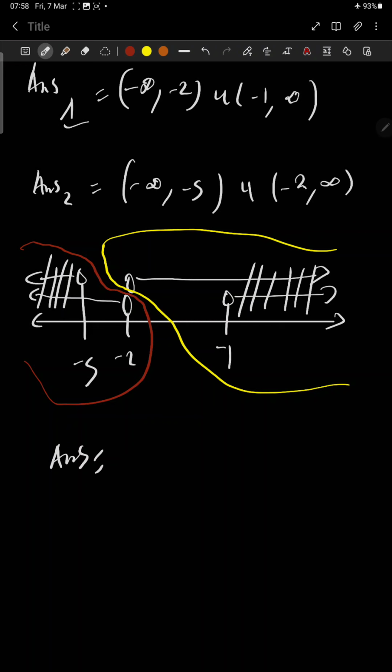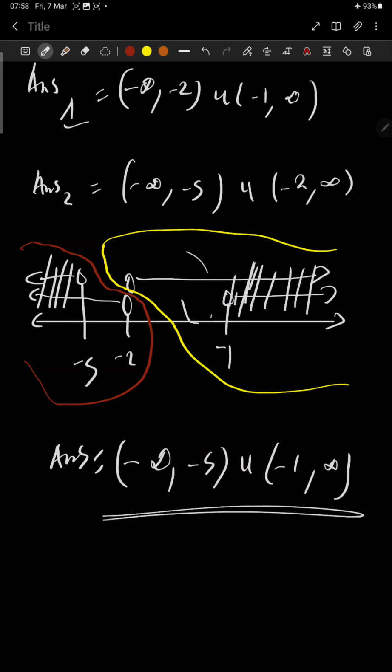Notice what is intersecting. If you look at the negative infinity side, the red, negative 2 is not part, isn't it? But negative 5 is part. So it's from negative infinity to negative 5, right? Union, because there's a gap. I'm looking at two sections, the red section and the yellow section. In the yellow section, only this part is part, isn't it? This other part is not part of the intersection. So negative 1 to positive infinity. That is the answer. All right, that's how you go about that question.